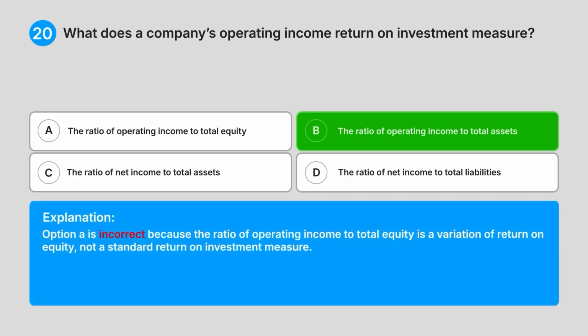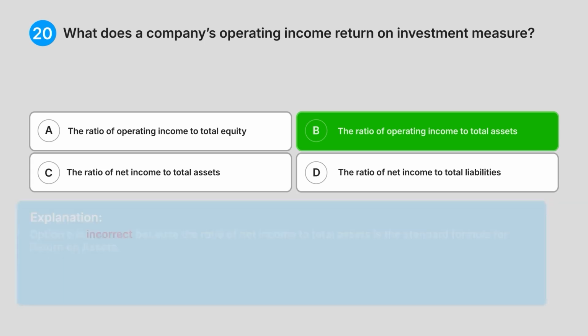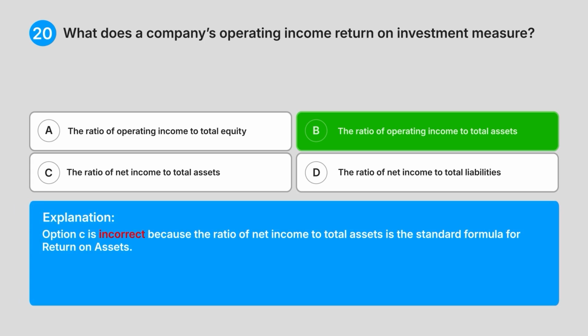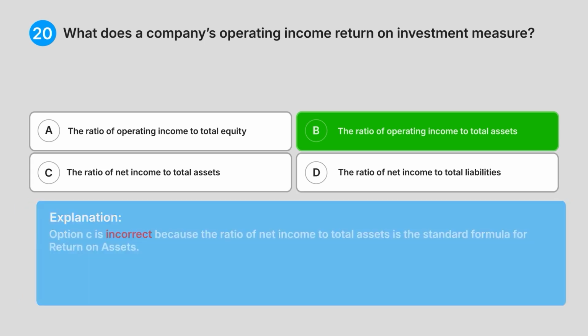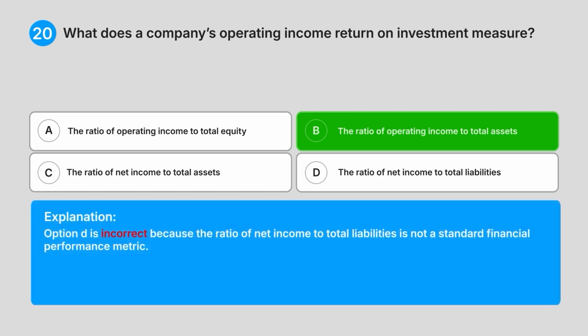Option A is incorrect because the ratio of operating income to total equity is a variation of return on equity, not a standard return on investment measure. Option C is incorrect because the ratio of net income to total assets is the standard formula for return on assets. Option D is incorrect because the ratio of net income to total liabilities is not a standard financial performance metric.